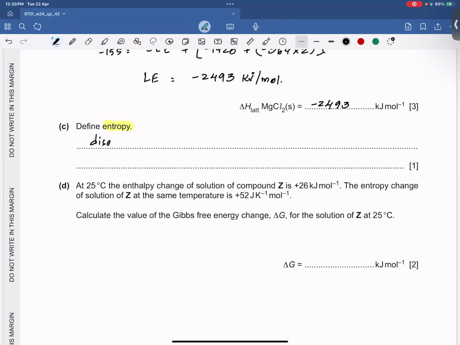Disorderness of the system, in which dispersal of energy takes place.